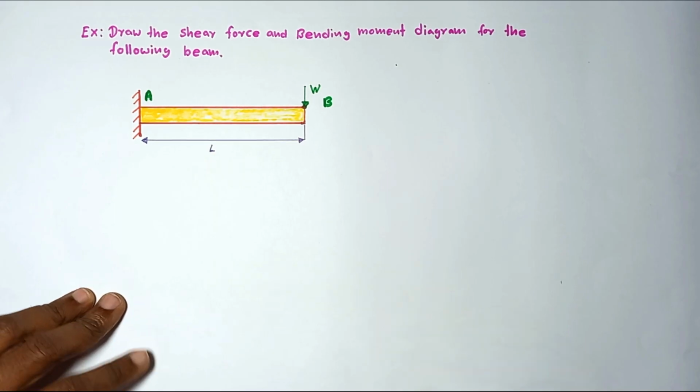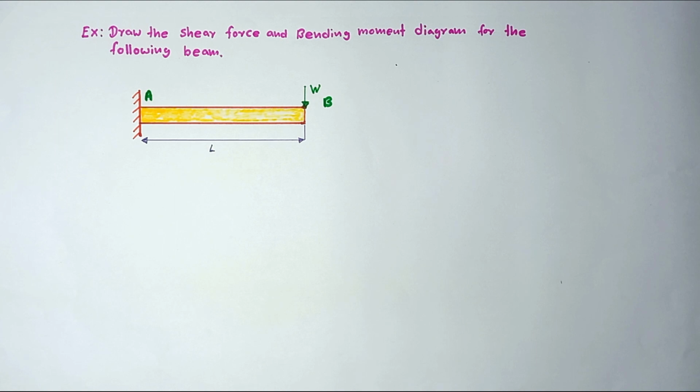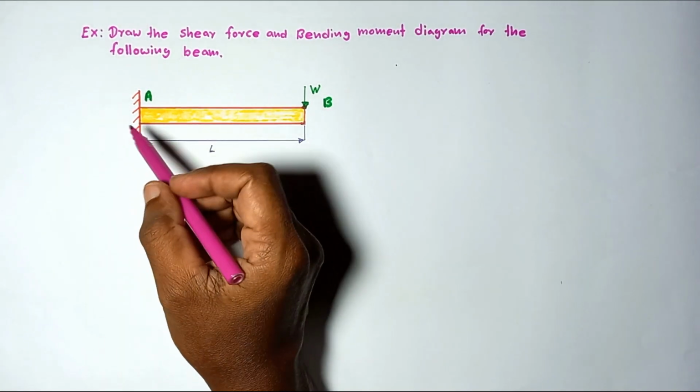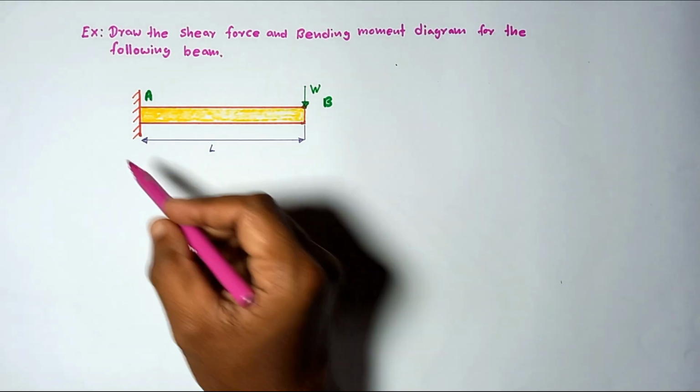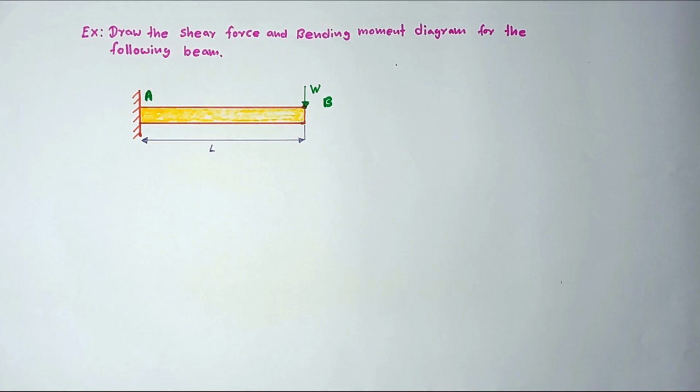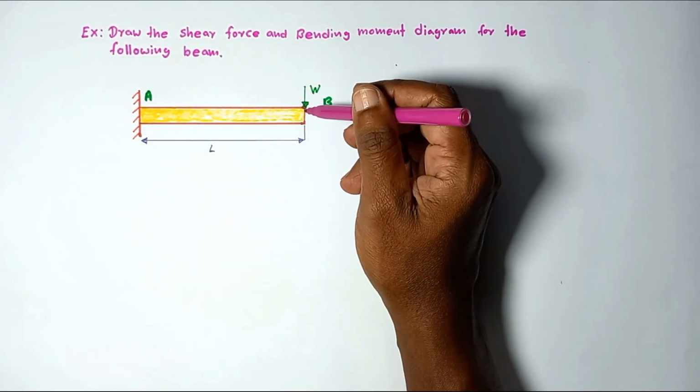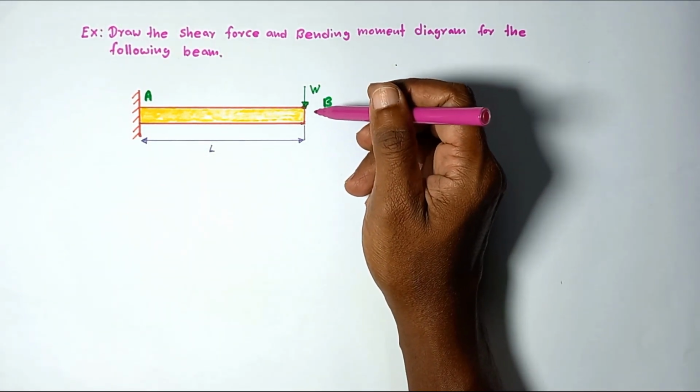In this problem, draw the shear force and bending moment diagram for the following beam. Here you can see the beam is fixed supported at this end. Then the point load is acting at the edge of the other end.